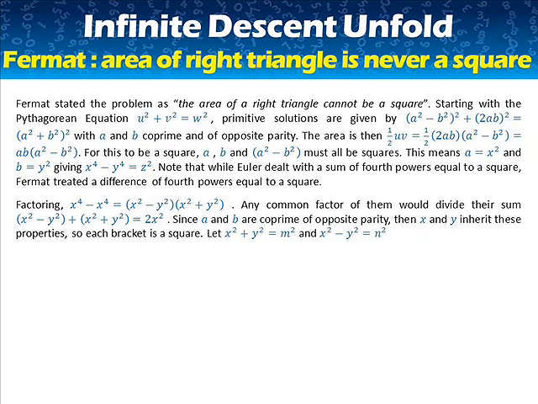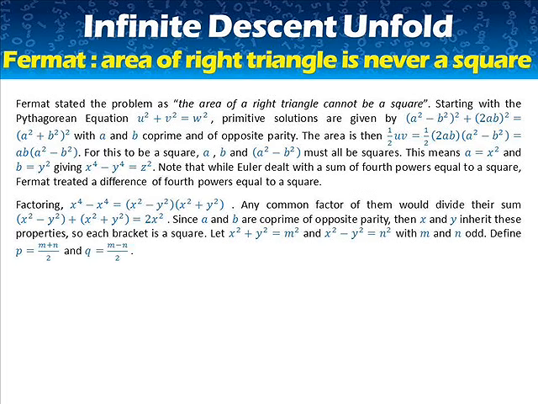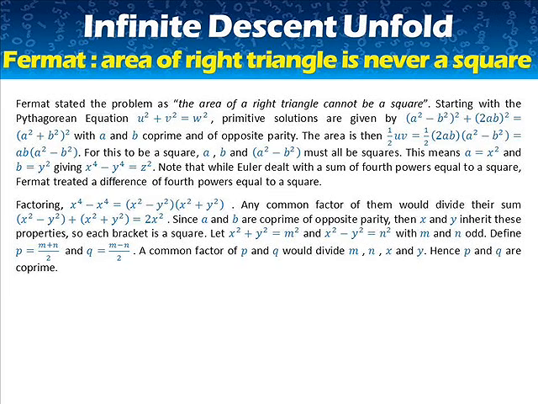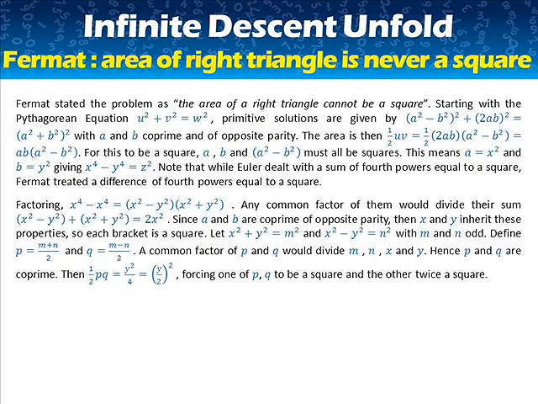Let the sum of squares be equal to m squared and the difference of squares be n squared, with m and n odd. Next, define p as m plus n over 2 and q as m minus n over 2. A common factor of p and q would then divide m, n, x, and y. Hence, p and q are co-prime. Then the area of this smaller triangle is a square, forcing one of p and q to be a square and the other twice a square.